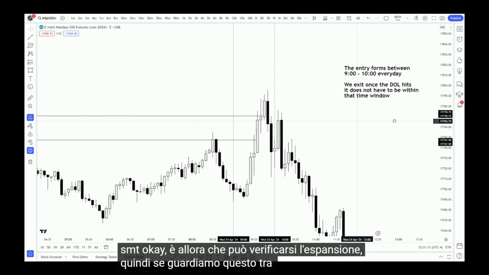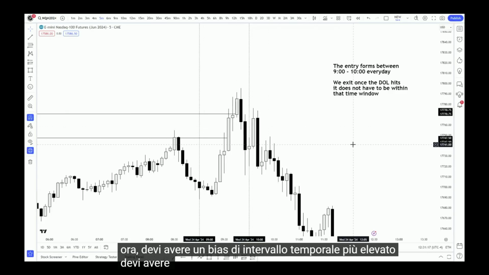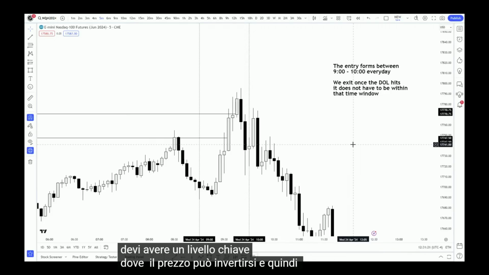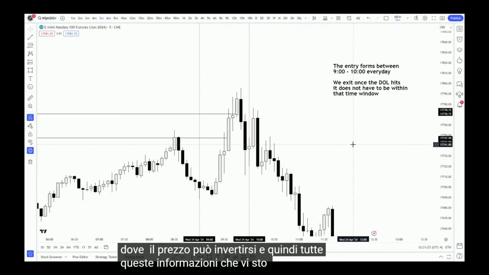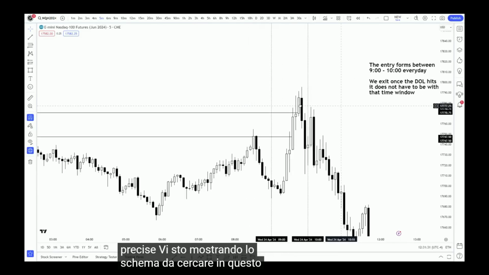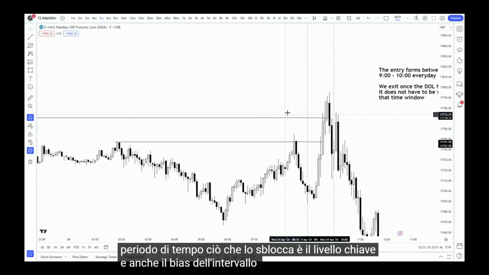So if we look at this between 9 to 10 o'clock, now again, you need to have a higher time frame bias. You need to have a key level where price can reverse at, and then all of this information I'm showing you guys becomes insanely precise. I am showing you guys the pattern to look for within this time period. What unlocks it is the key level and also the higher time frame bias.